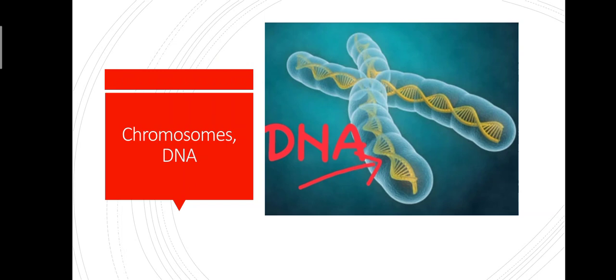These chromosomes carry genes. You can see this is a picture of chromosomes, and the yellow part labeled here is DNA, deoxyribonucleic acid. This is a double stranded structure. You can see the double stranded helical structure present inside the chromosomes.